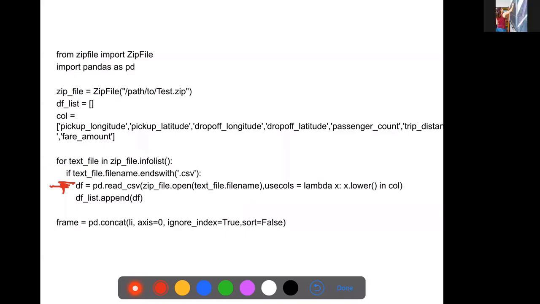Pause your stuff, please, while I try to figure out mine. Yeah, I can mute everyone.